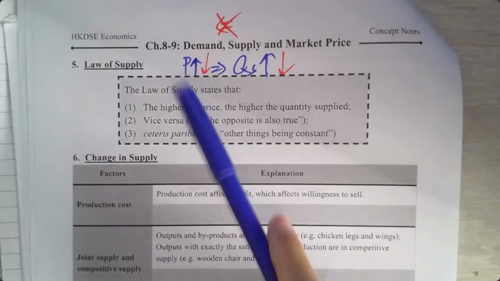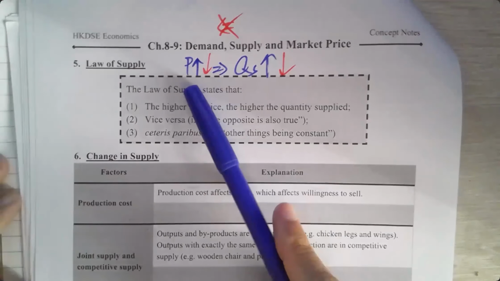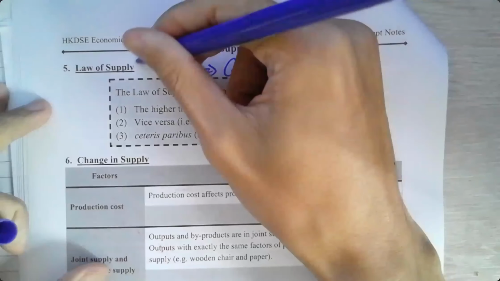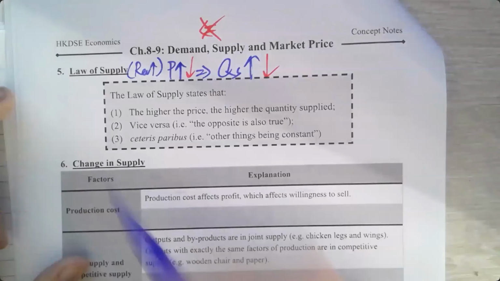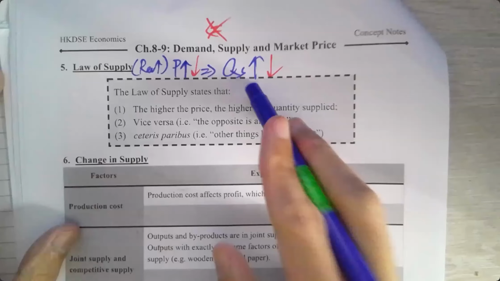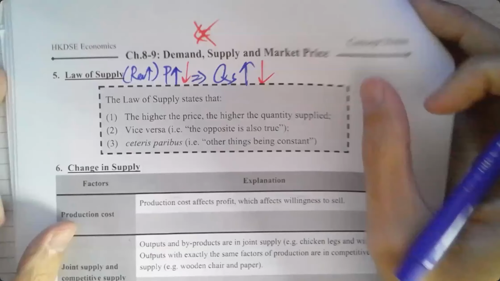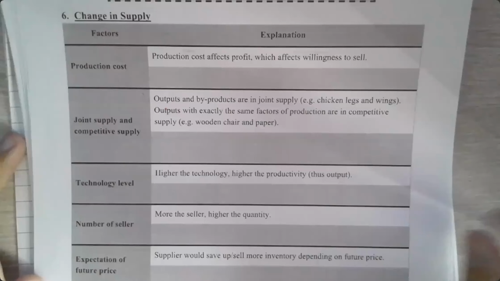The reason is simple. Why is there a law of supply? Simple. If the price is high, if you remember, this means revenue also increases. If revenue increases, profit would increase. With more profit, would they sell more or sell less? Of course, sell more, right? It's easy, so let's not waste time. What really needs time is change in supply.